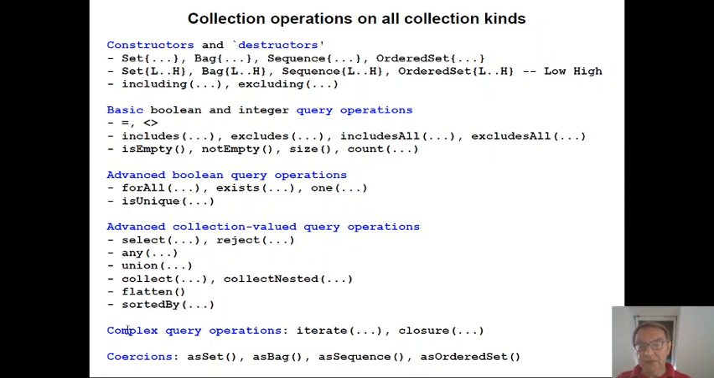The 5th category are the complex query operations. These are really the hard ones: the iterate and the closure. And then the last category, number 6, are the coercions, which just go from one collection kind to the other collection kind: as set, as bag, as sequence, and as ordered set.